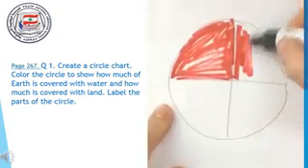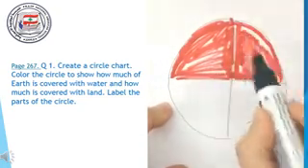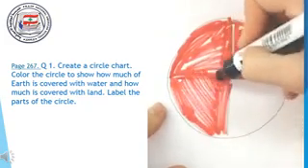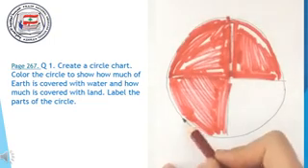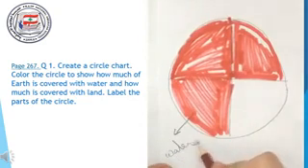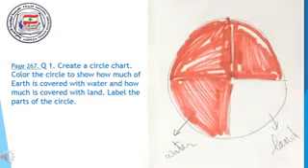3 parts of the circle represents the total number of water on Earth. And the remaining part is the amount of land on Earth. And here they ask us that we should label the parts. So the red part is the water on Earth and the white part is the land. So the land represents 1/4 of the Earth.